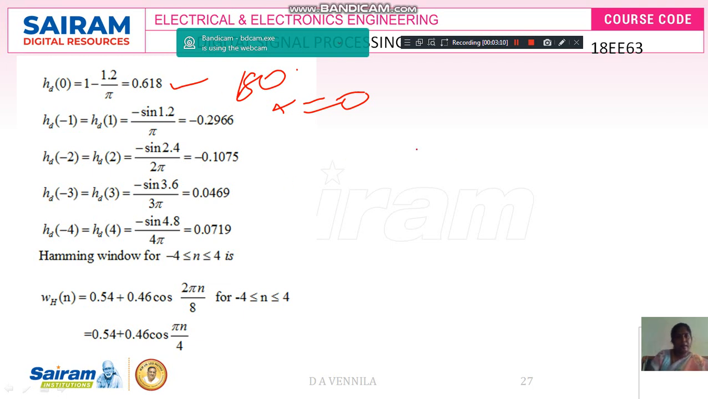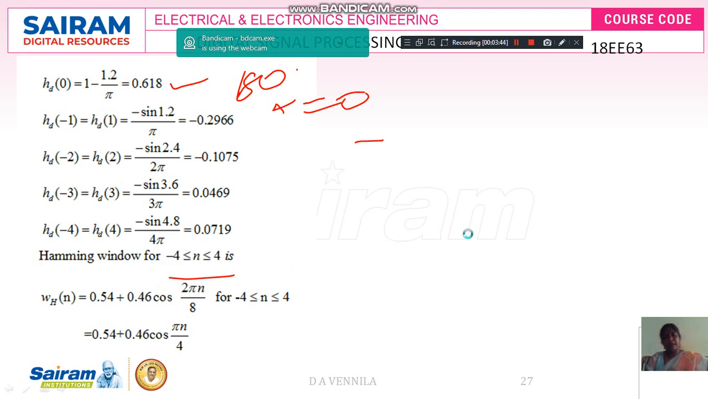While doing the problem you have to use the calculator and cross verify. If you want to put pi as such, use radian mode; if you use degree mode, you substitute pi equal to 180 degrees. That's all. Now hd of 1 equal to hd of minus 1: you have to substitute omega c and n equal to 1 or minus 1. Then you find the values for n equal to 2, 3, 4, all the values.